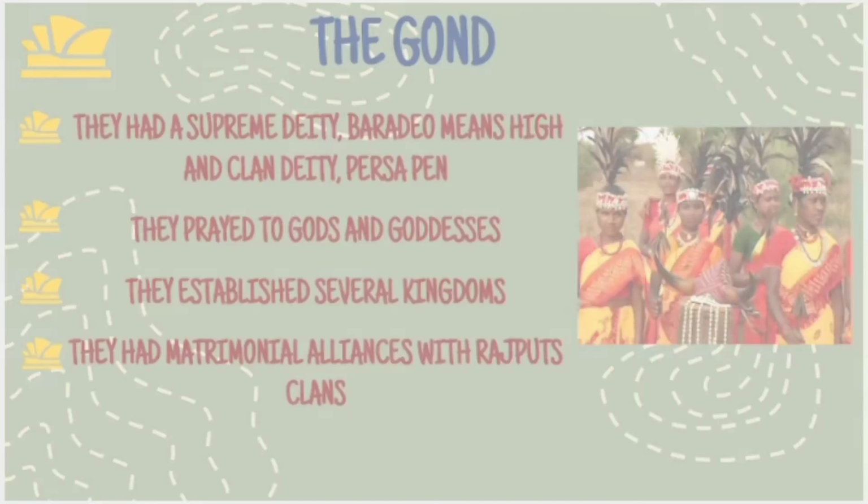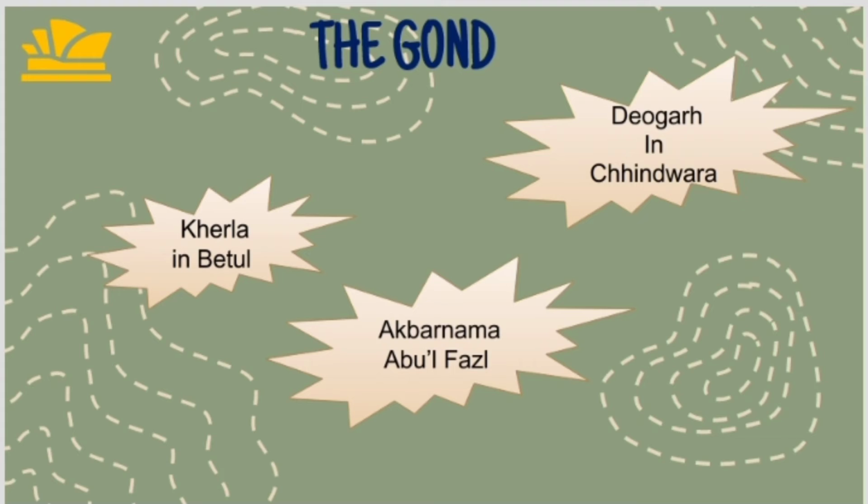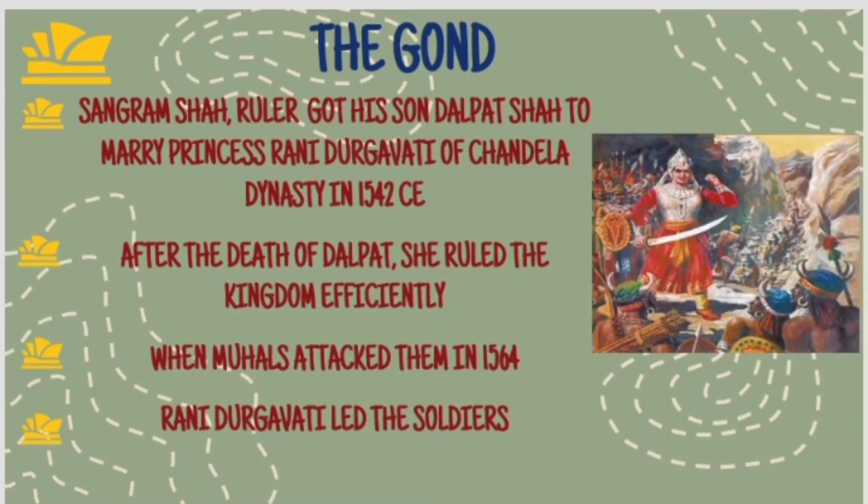Later on, they established different and new kingdoms. They established kingdoms in Kerala, Bitul and Dehora Chindwar. These things are noted in the Akbarnama, which was written by Abul Fazl. So Abul Fazl mentioned the Gaunt dynasty in a brief manner.